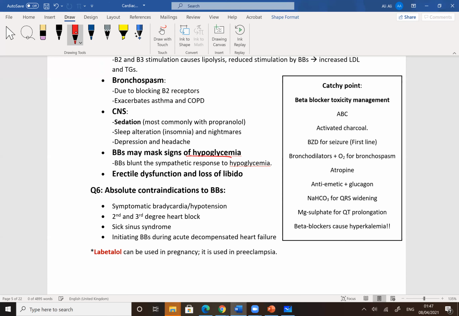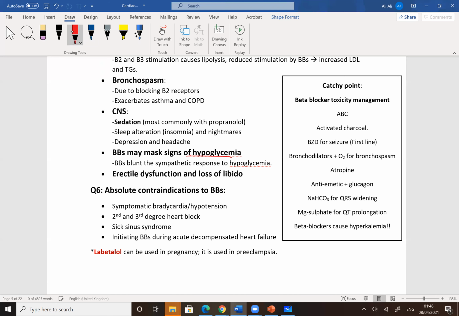Very nice. Beta blockers may also cause induction of hyperglycemia. Why? Because beta blockers may inhibit insulin release. Therefore, patients on beta blockers may get hyperglycemia due to reduced insulin release. What are the other side effects of beta blockers? Erectile dysfunction and loss of libido. Okay, very nice.